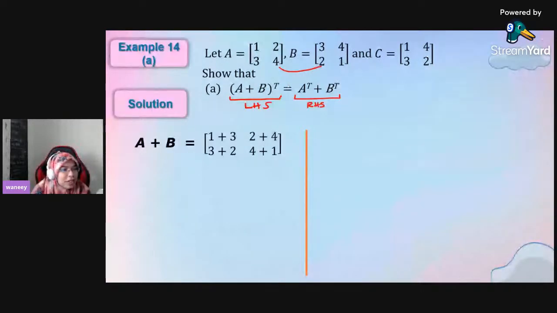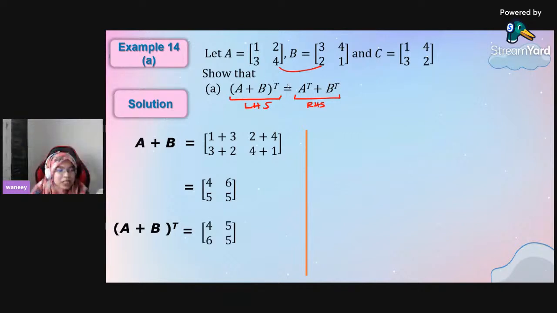Okay, so it will be 1 plus 3, 2 plus 4, 3 plus 2, 4 plus 1. So make sure to add the same entries together. So 1 plus 3 is 4, 4 plus 2 is 6, 5, 5. And then we have to do A plus B transpose. So you're going to transpose them. Take the first row, it will become the first column. Take the second row, it will become the second column. So it will become 4, 5, 6, 5.